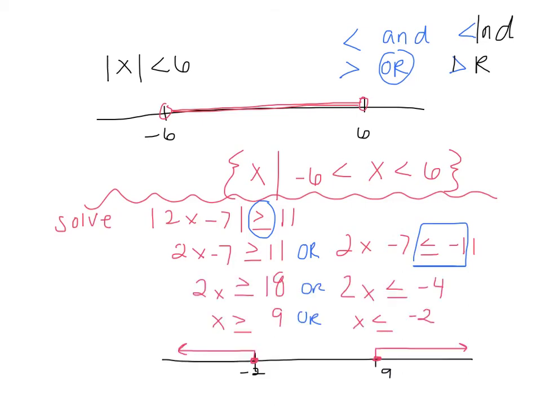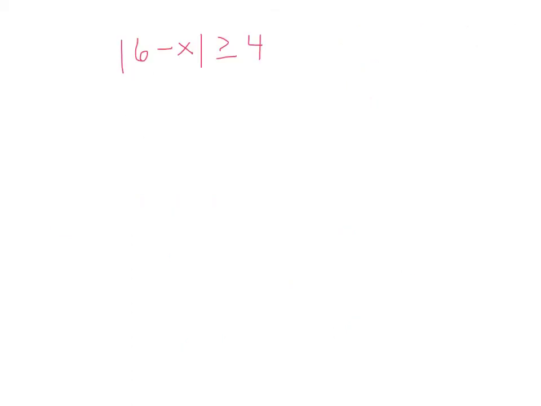We use closed circles on our values of -2 and 9 because we have a greater than or equal to sign and a less than or equal to sign, and we graph the inequality solution set as shown. If you are confused by this, I encourage you to watch this slide again or follow along closely with the next example. This inequality, the absolute value of 6 minus x is greater than or equal to 4, tells us that 6 minus x is more than or equal to 4 units from 0.